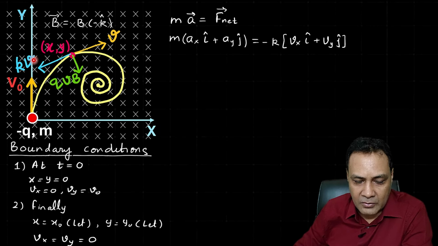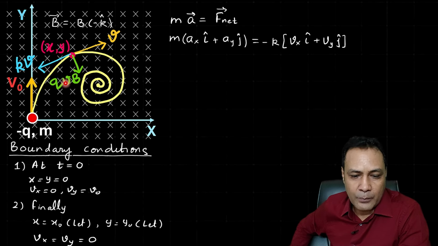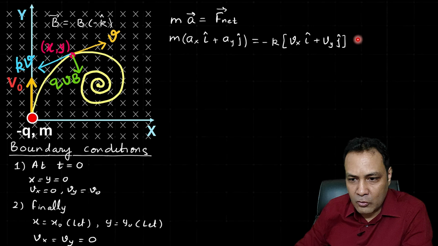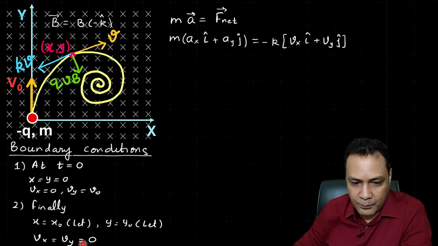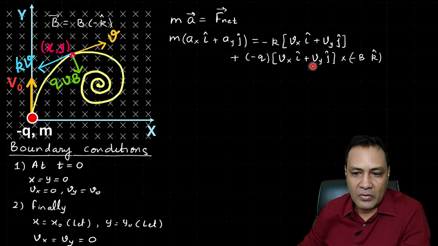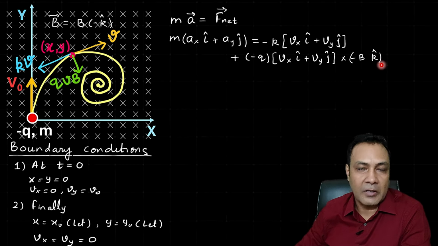So that is this force in the vector form, and this is the magnetic force, where the charge is minus q, velocity is vx i cap plus vy j cap, and then cross B vector. So applying qv cross B, I am writing here the magnetic force. So the charge is minus q, vx i cap plus vy j cap, cross the magnetic field B, minus k cap.